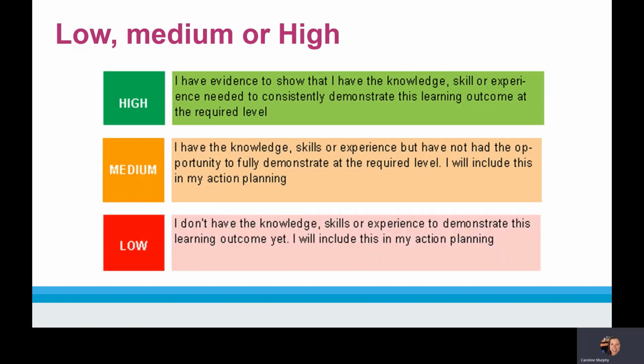Low says the trainee does not have the knowledge, skills or experience to demonstrate the learning outcome yet. Medium, the trainee has the knowledge and skills or experience but has not had the opportunity to fully demonstrate this at a required level. High, the trainee has the evidence to show that they have the knowledge, skills and experience needed to consistently demonstrate this learning outcome at the required level.